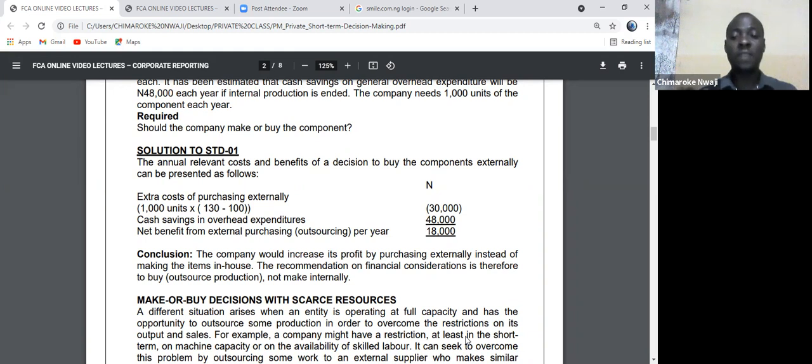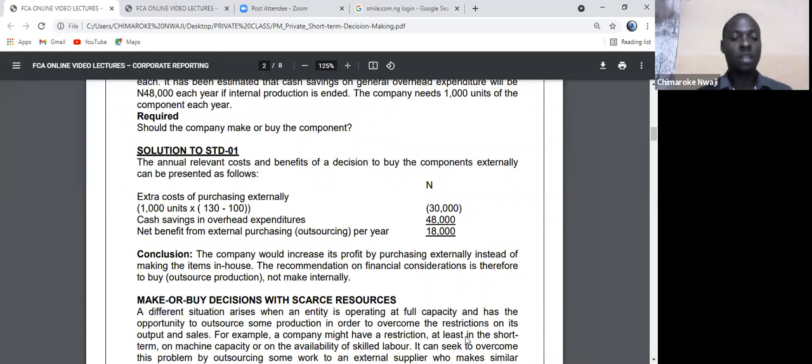Okay, so that's from a financial point of view. The recommendation on financial consideration is therefore to buy or outsource production of that component externally and not to make it internally. Now that is financial consideration. I said before, you are going to be putting that financial consideration to test to see whether overall you will still hold to this conclusion, or you may want to have a shift in thinking. We're going to look at non-financial consideration in a while.